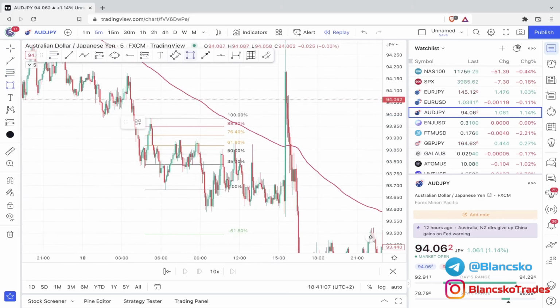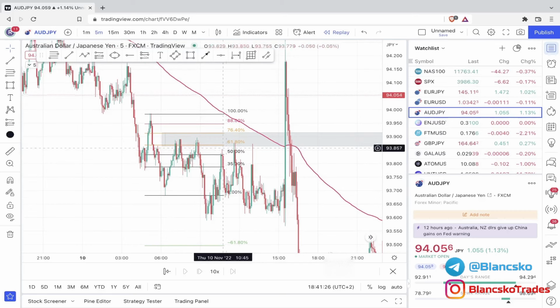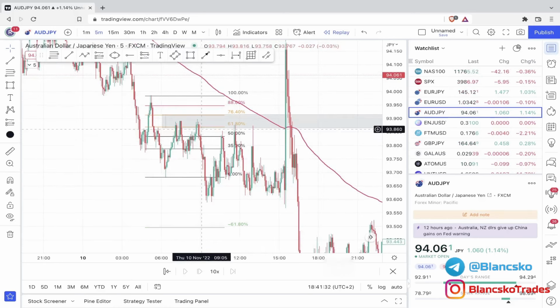So this would have been my golden zone, and you would have had 3 entries. These first 2 ones would have probably stopped you out at break even. Or on the 1 minute, maybe you had some targets here, and you would have smashed some profits. But this third one is the trade that would have made you the profit.